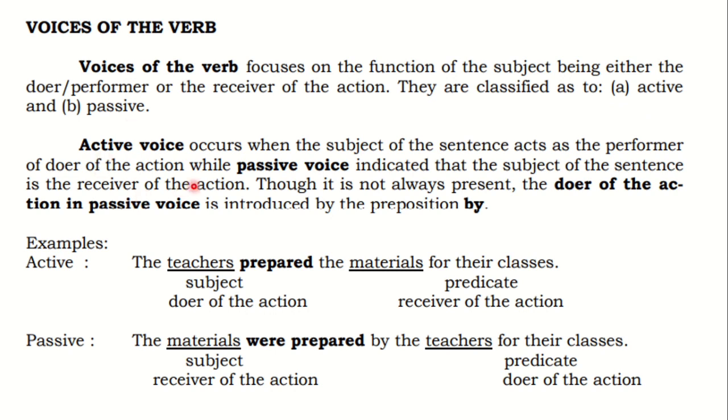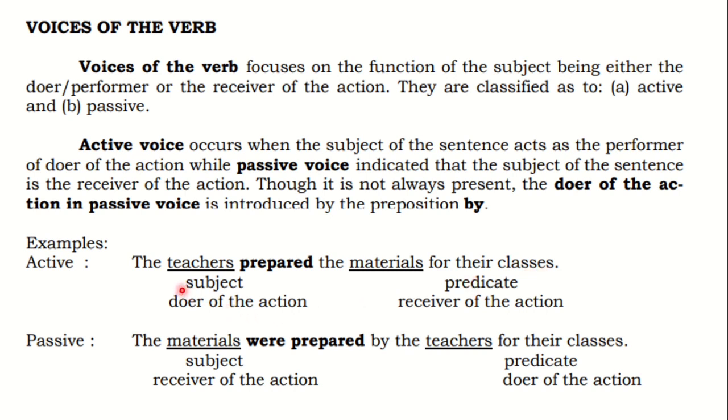When we say active voice, it occurs when the subject of the sentence acts as the performer or doer of the action, while passive voice, on the other hand, indicates that the subject of the sentence is the receiver of the action. Though it is not always present, the doer of the action in passive voice is introduced by the preposition by. Okay, so let us have these two examples. Active: The teachers prepared the materials for their classes.